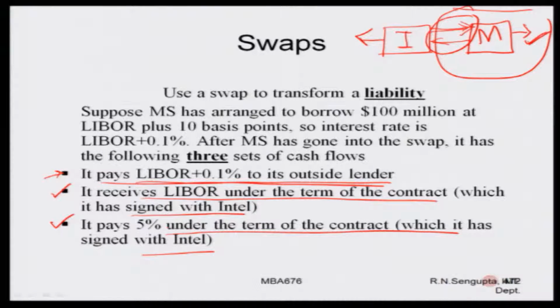These are the three transactions from the point of view of Microsoft, such that it has been able to convert its liabilities. What is the main question? If you see, it pays LIBOR, so LIBOR is going out plus 0.1, and LIBOR is also coming in. So LIBOR cancels, and what you actually have is a fixed rate of 5% plus 0.1%. What is actually happening is that the floating interest rate which was being paid is now converted into a fixed interest rate from the point of view of Microsoft.